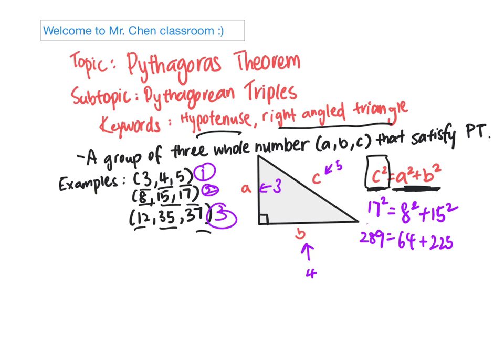So do they add up to become the same on both sides, to equal the hypotenuse squared? Yes, they do. So there you go, those are the triples. If you do it for number 3, you will find that those 3 numbers are also triples for Pythagoras theorem. So there you go, that is your Pythagorean triples.